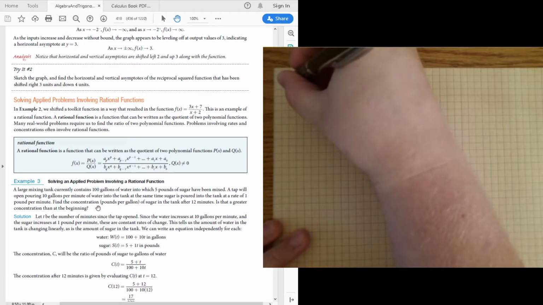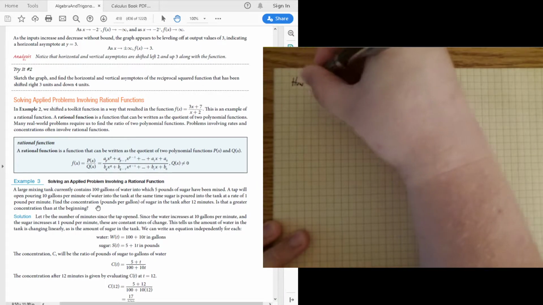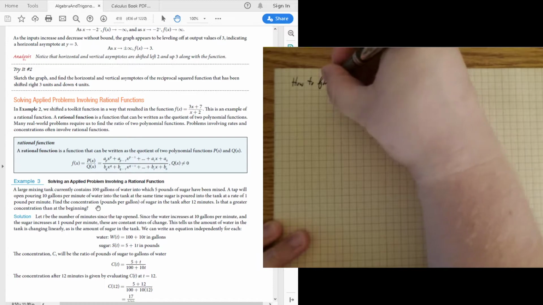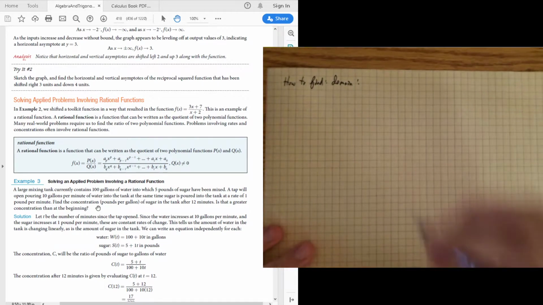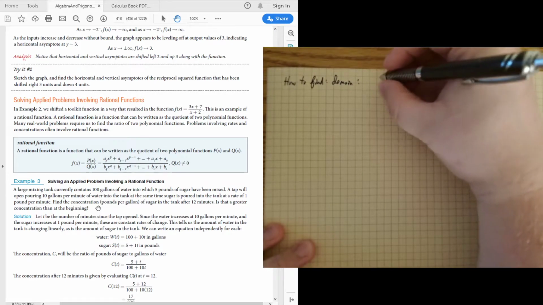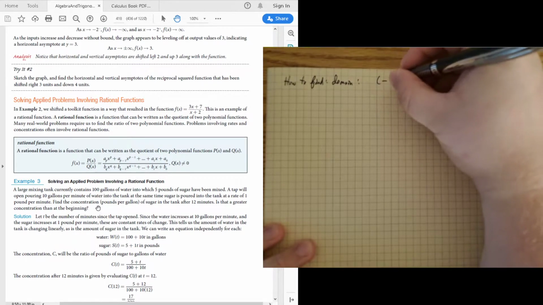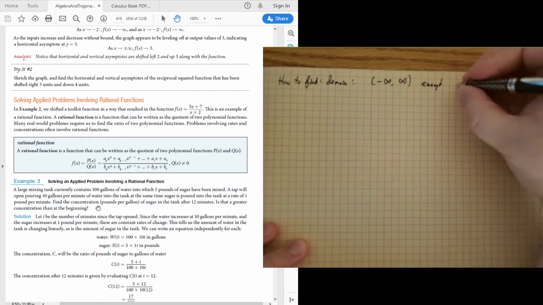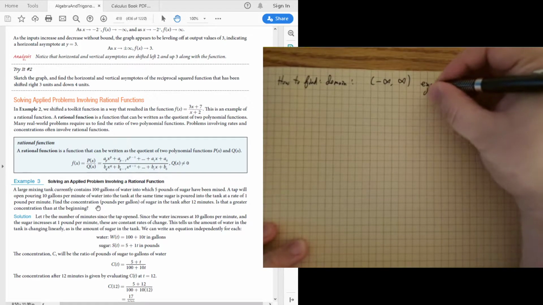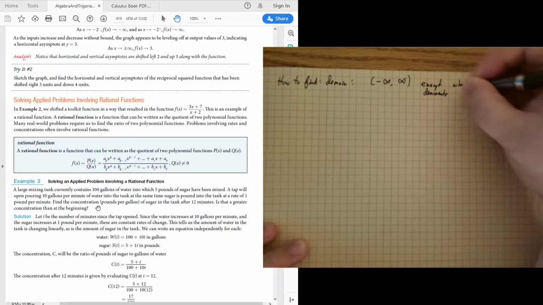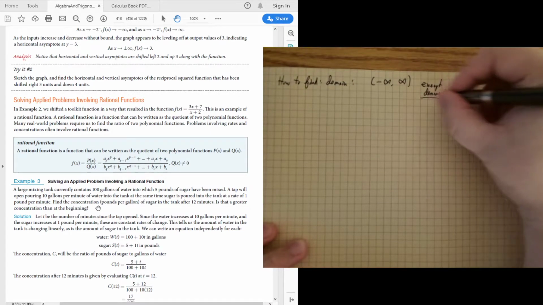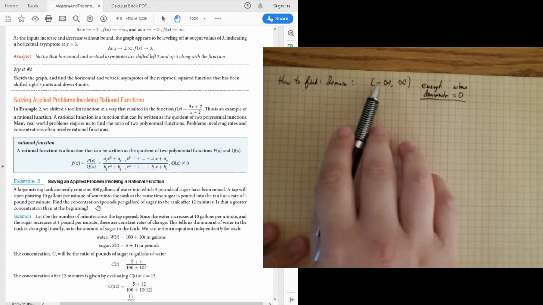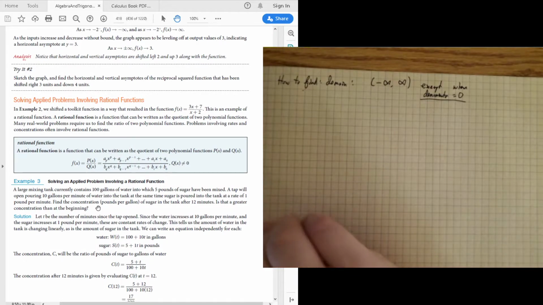First of all, one of the big things you're asked to find today is domain. So how do you determine the domain for a rational function? Well, first of all, the domain is typically from negative infinity to positive infinity, except when the denominator equals 0. That's a big detail that we're going to talk about how to do here in a little bit. But if the question asks about the domain, it's typically from negative infinity to positive infinity, with one exception.